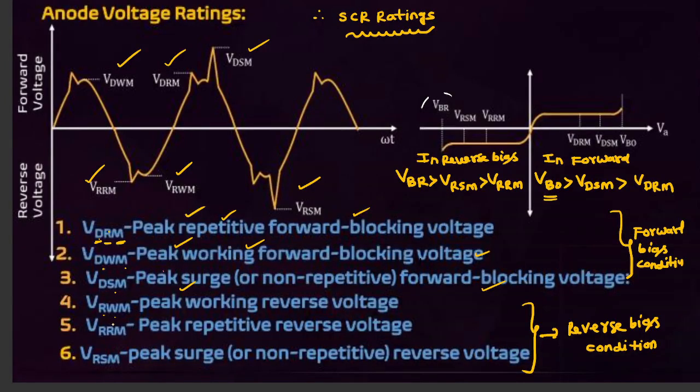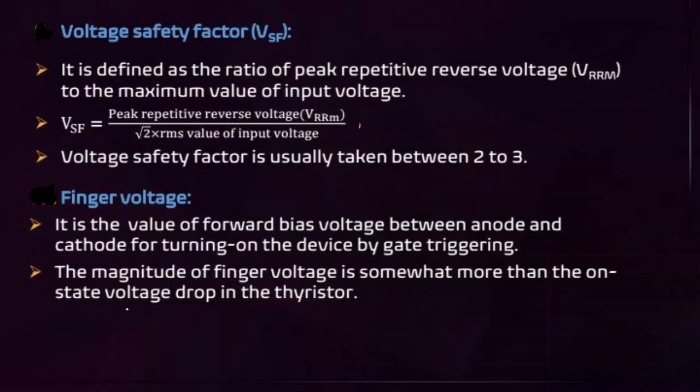But in the case of reverse direction, M is as it is peak. W is working, in forward and reverse, W is working. But in reverse direction, R is reverse voltage, whereas here R is repetitive. This is important, you have to remember these points. S is surge or non-repetitive.